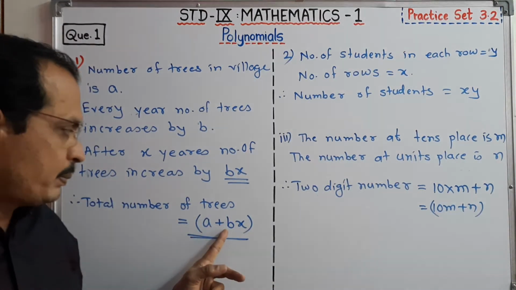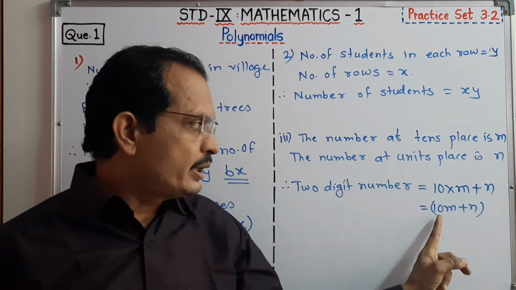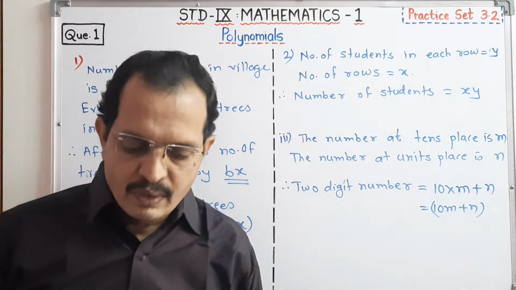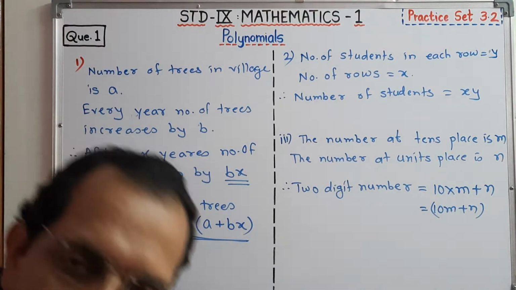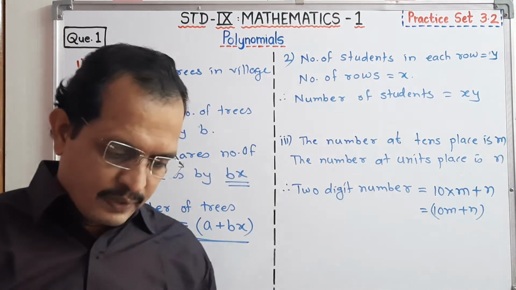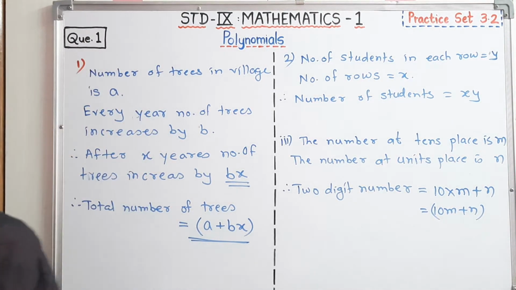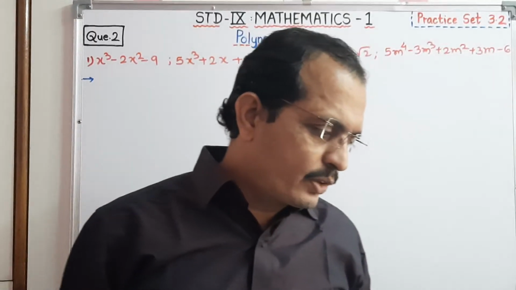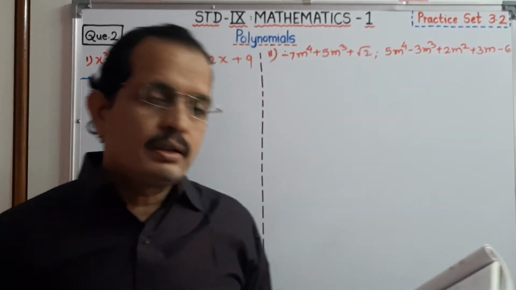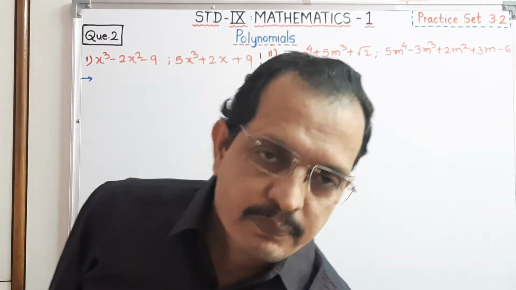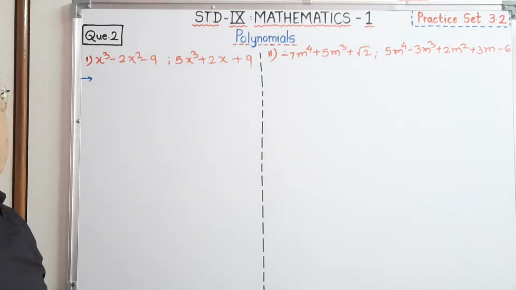This is a plus bx, it is xy, and it is 10m plus n. Now we have to start with the second question. Add the given polynomials. We have to do the addition of the polynomials.